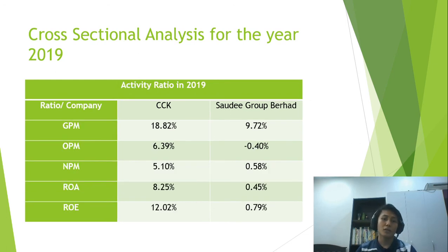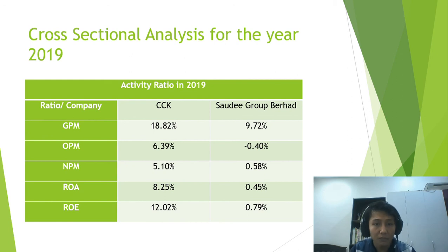Okay, now we compare both companies' profitability ratio in 2019. It shows that CCK had a higher gross profit margin than Saudi Berhad. This indicates that CCK had a higher contribution margin than Saudi Berhad. Thus, for every 1 ringgit of sales, CCK can make 18 cents, while Saudi Berhad can only make 9 cents. Next, it shows that CCK had a higher percentage of operating profit margin than Saudi Berhad. It indicates that CCK had a better performance than Saudi Berhad when it comes to productivity.